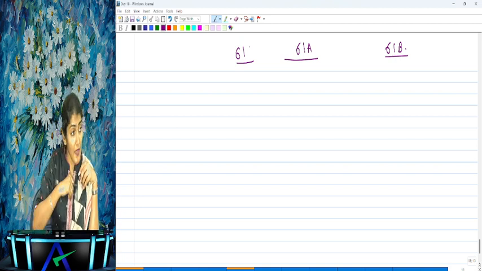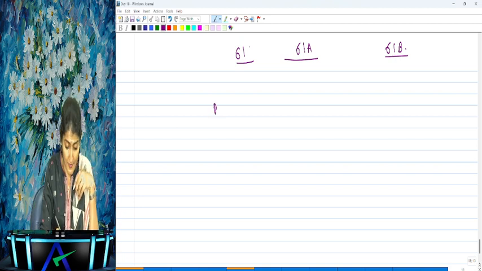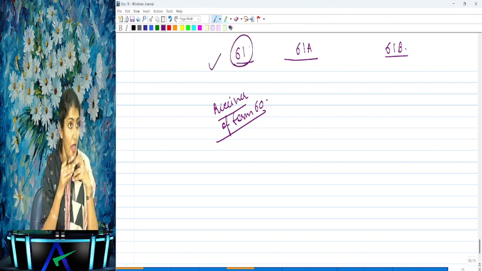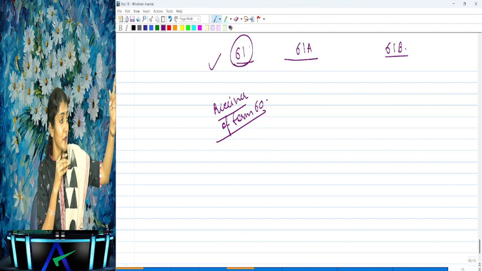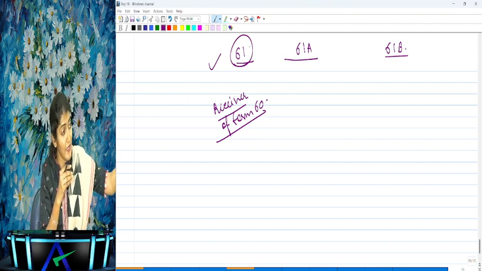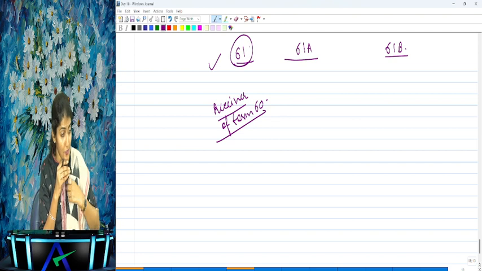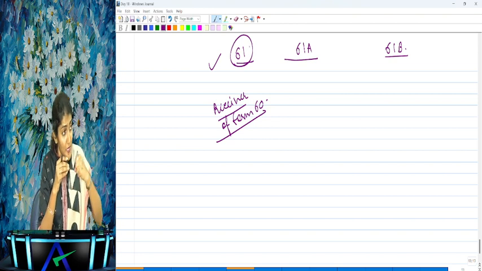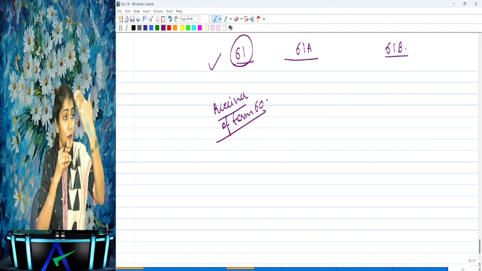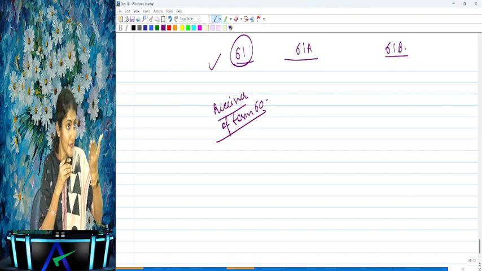So who am I? I am a receiver of form 60, and the receiver of form 60 has to file form 61. So I want to enter into a transaction with a person, but that person does not have a PAN. So that person gave me a declaration in form 60. So I am a recipient of form 60, and the recipient of form 60 has to file form 61. Are you understanding that? Right.